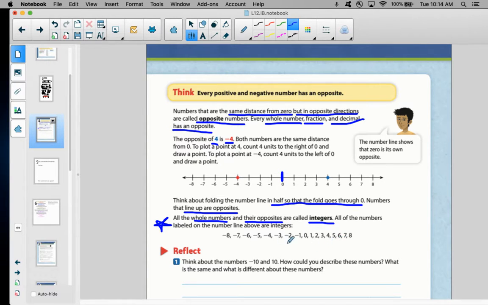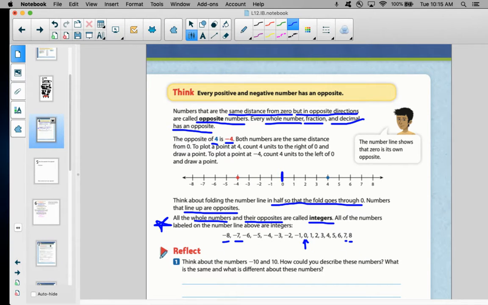But all integers are any whole number, positive or negative. You can see the list here, including 0. 0 is considered an integer, even though it is neither positive nor negative. So that's all the new information that I am going through.